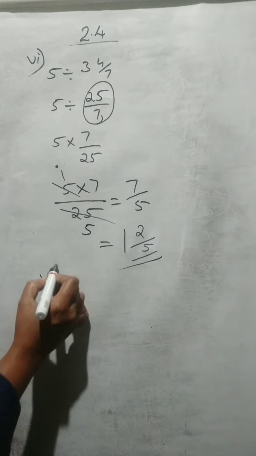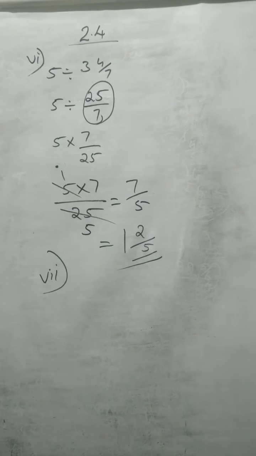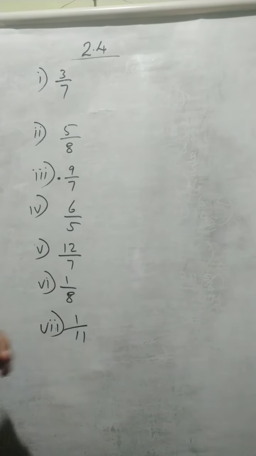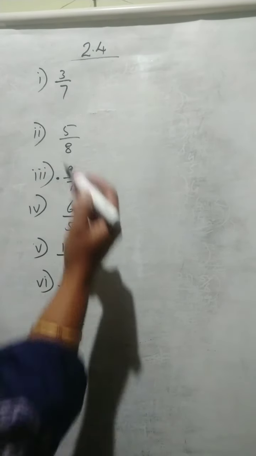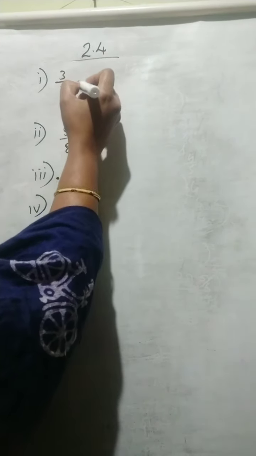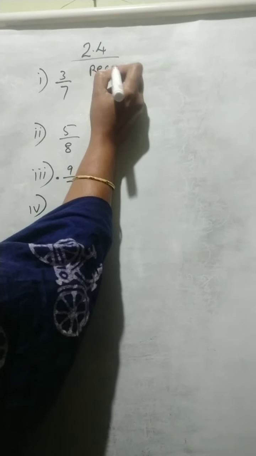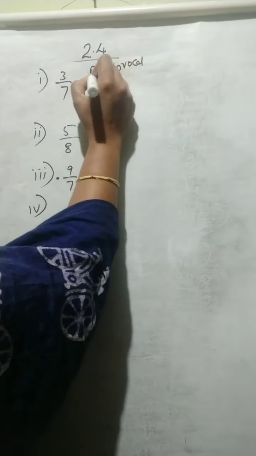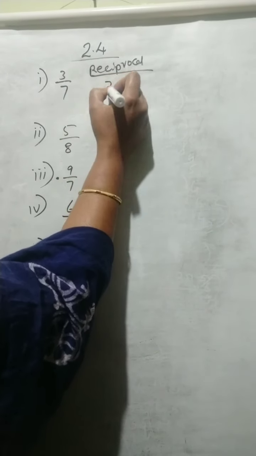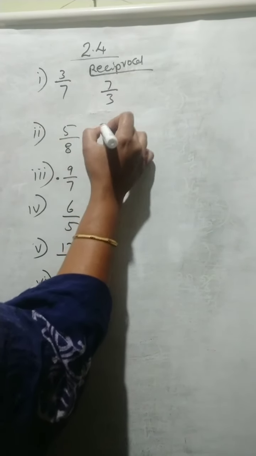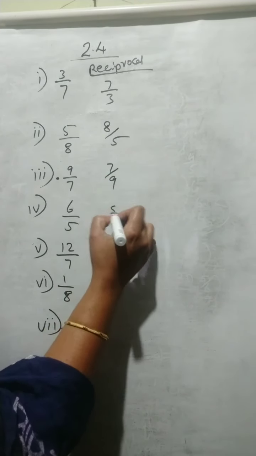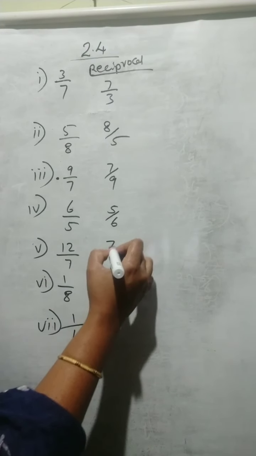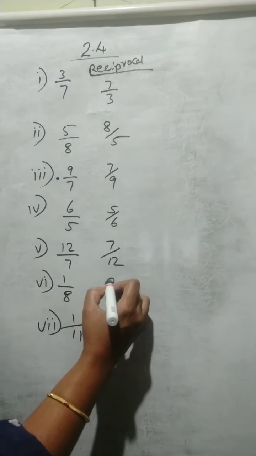Then the 7th question is, only 6 questions are there. Okay. Here we have to find the reciprocal of each fraction. 6 fractions are there. Then the reciprocal of 3/7 will be 7/3. Here 5/8 will be 8/5. 9/7 will be 7/9. 6/5 will be 5/6. 12/7 will be 7/12. Then 1/8 will be 8/1.